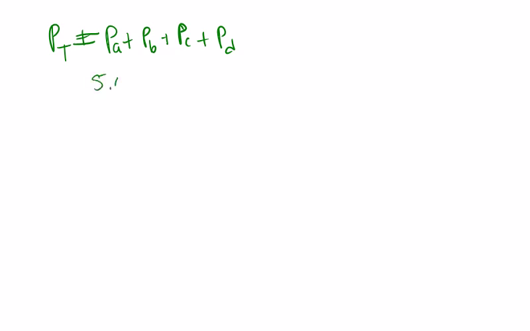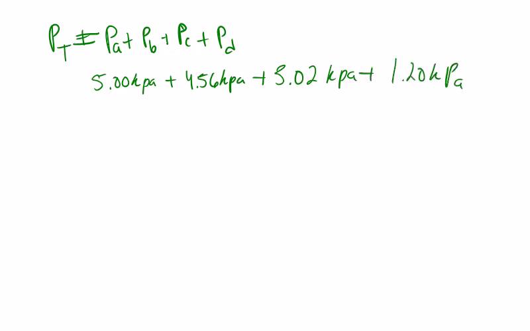We've got 5.00 kPa plus 4.56 kPa. Remember, kPa stands for kilopascal. We have 3.02 kPa. And lastly, we have 1.20 kPa. So all of these are going to add up to our total pressure. Remember that when adding, it's not about the sig figs, it's about the number of decimal places. We can see all of these have 2 decimal places, so our answer must have 2 decimal places. Looks like our total pressure is going to be 13.78 kPa.